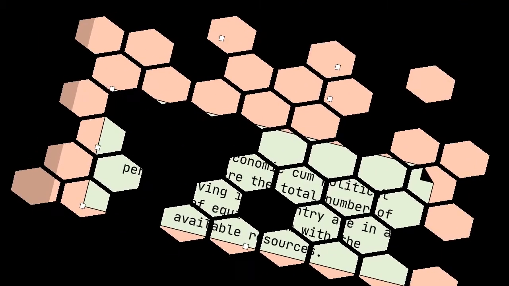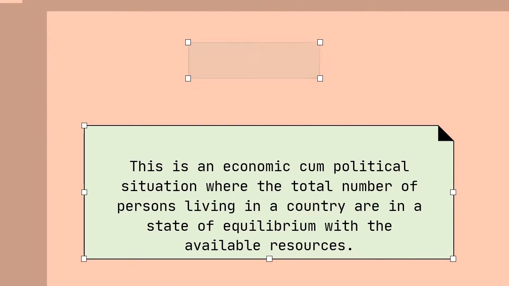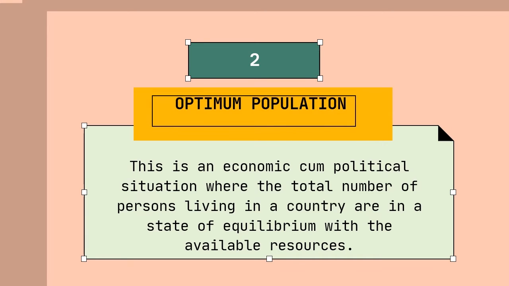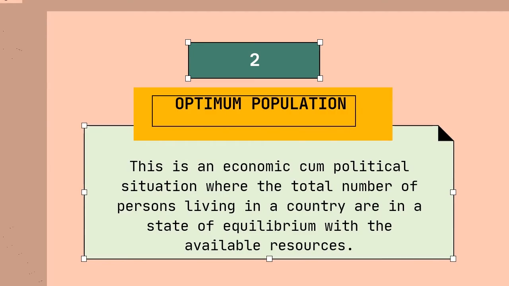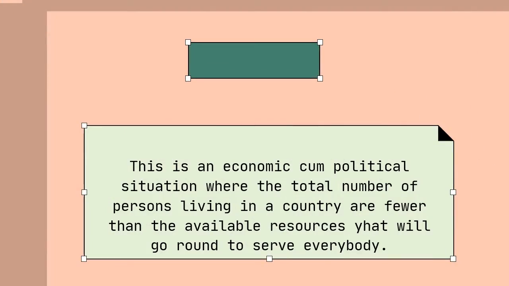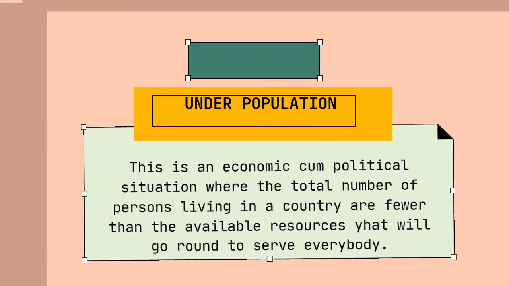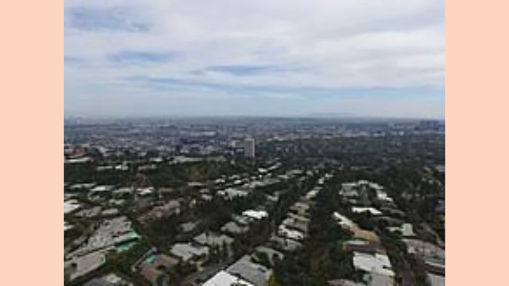Then, when we say optimum population, that means the number of persons and the resources to be utilized are in equilibrium or balanced. Then we also have underpopulation. Underpopulation is a situation where the number of persons is fewer compared to the available resources to be utilized. Then there will be low utilization capacity due to wastage or lack of engagement of certain resources.